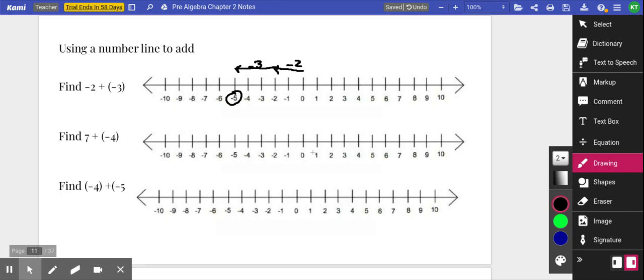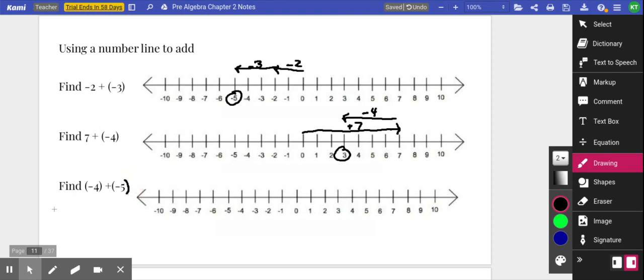Look at the next one, +7 plus -4. And notice that the first number doesn't say +7, right? But that's understood to be a +7, right? So I start at 0 and I go +7 to start, and then adding -4. So -4 is to the left, 1, 2, 3, 4, right? So we had a +7, and then adding a -4, right? We end up at +3.